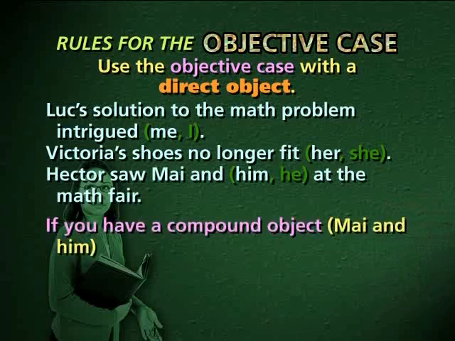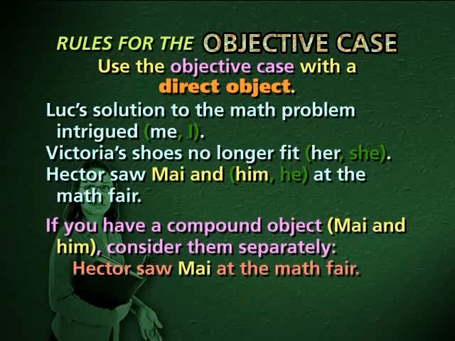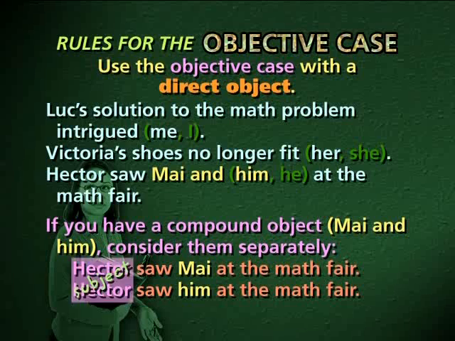Now, if you have a compound object, for example, you have me and him, just consider them separately. Hector saw me at the math fair. Hector saw him at the math fair. So when you break it into two sentences, you can clearly hear that Hector is the subject, he's doing the seeing, and him is the object.